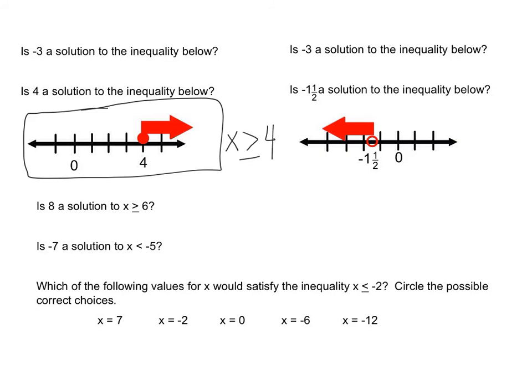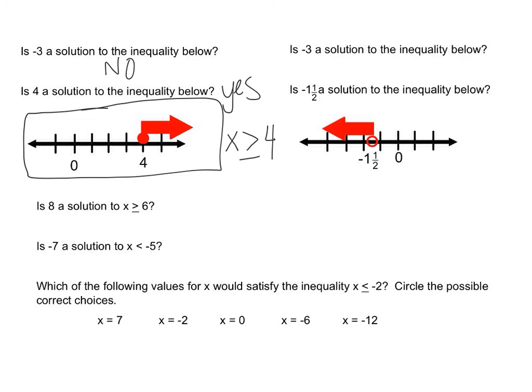So would negative 3 be a solution to that inequality? No. How about 4? Would 4 be a solution to this inequality? Yes, that filled in circle communicates that x might be equal to 4.